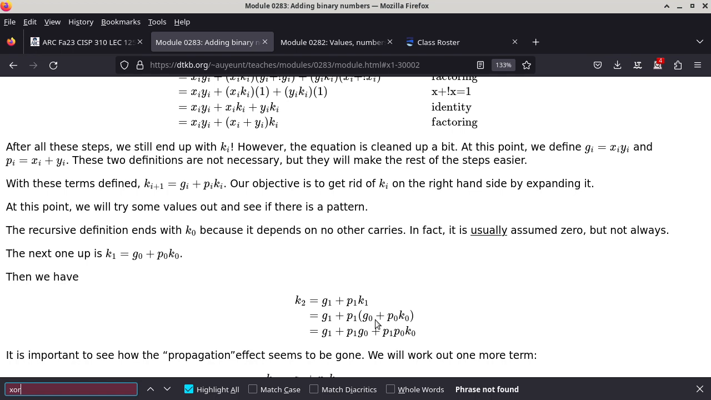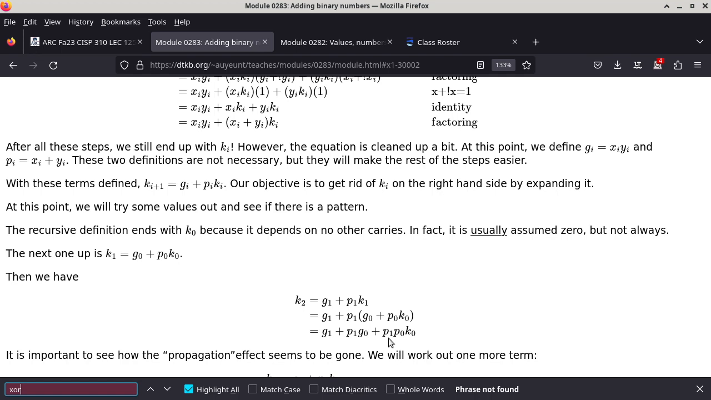So once we have the second row, from the second row to the third row, it looks like distribution in normal algebra, and it is distribution in Boolean algebra. Distribution works the same way when we are dealing with Boolean algebra. So now we end up with something like this. That seems pretty magical because we don't have any references to k of 1 anymore. k of 2 now is completely defined using the P and the G terms, and only k of 0. There are no references to k of 1 anymore. We have broken the linear dependency.